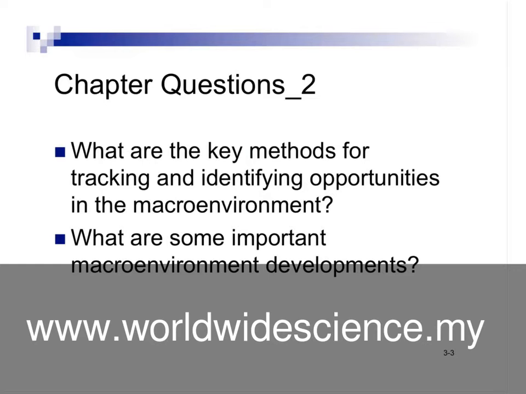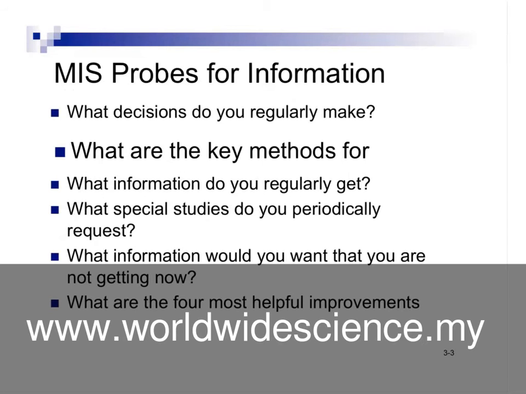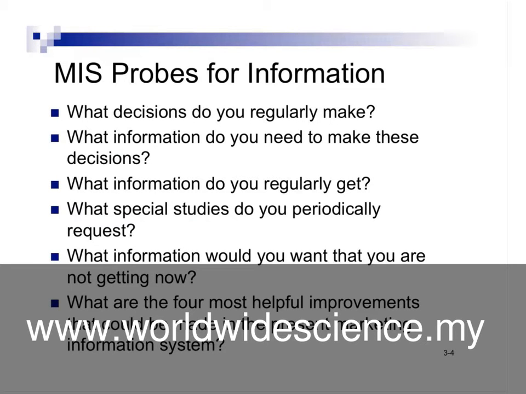So the key methods for tracking and identifying opportunities in the macro environment, what are some important macro environment developments? Then we talk more about methods of tracking these opportunities and see how they work. Okay, MIS probes for information. So the marketing information system looks and searches and probes for information.